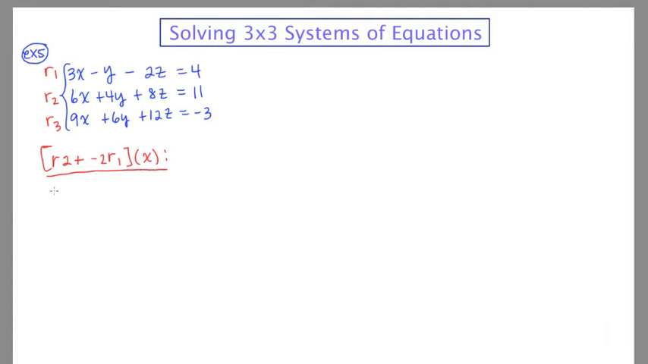So row 2 is going to remain unchanged. 6x plus 4y plus 8z is equal to 11. Now I'm going to multiply every element in row 1 by -2, which gives me -6x plus 2y plus 4z is equal to -8.